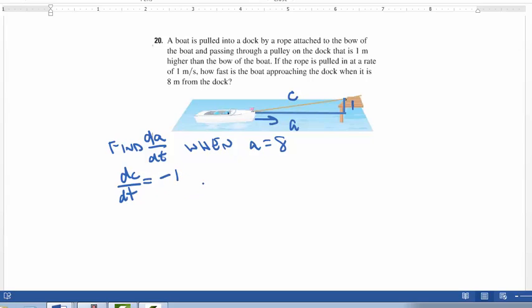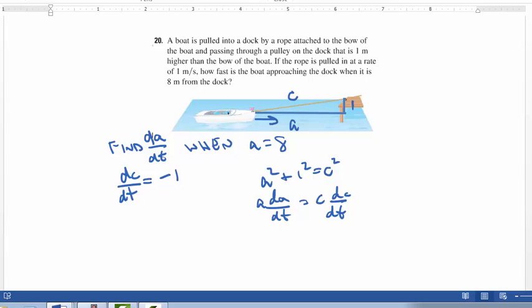So now what do I know? Again, I have the Pythagorean theorem. I know that a squared plus 1 squared equals c squared, right? So a squared plus 1 equals c squared. And then again, take the derivative, and I would have 2a dA/dt equals 2c dC/dt, but again, the 2's will cancel, so I'll just have a dA/dt equals c dC/dt.